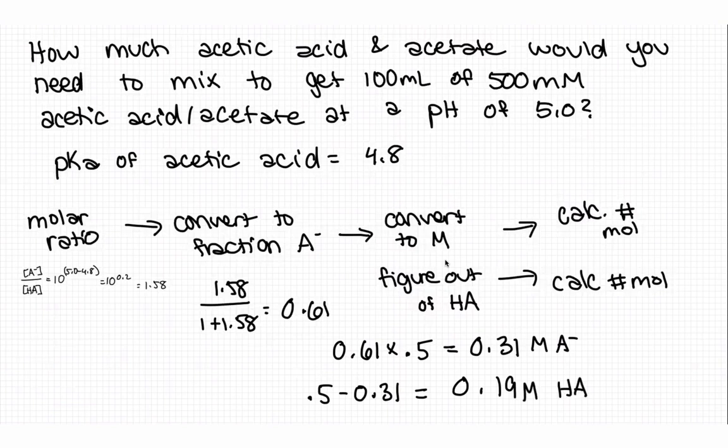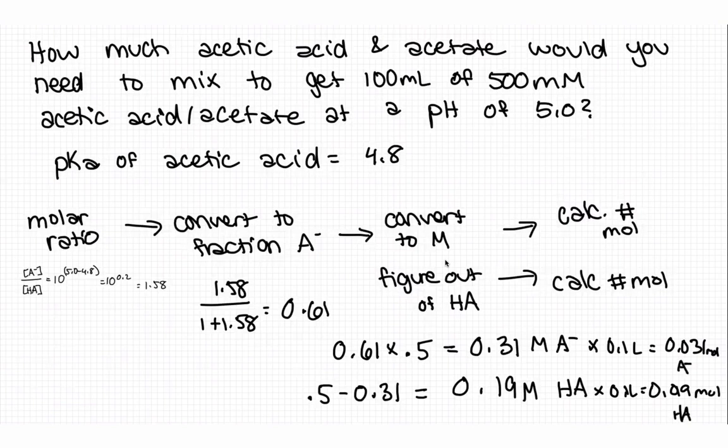And so now remember, molar is just moles per liter. So we just multiply it by the number of liters. We multiply this by 0.1 liter. This is making it easy for us because we just have to move that decimal point. So we're going to get 0.031 moles of the acetate, and we're going to get 0.019 moles of our HA.